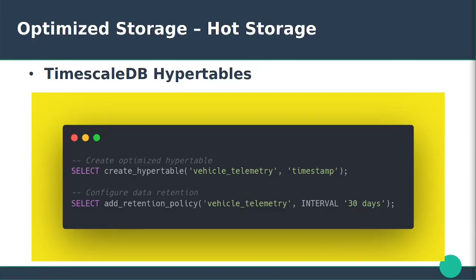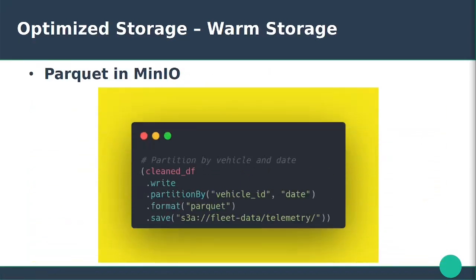The next storage is the warm storage. Now, the data retention for the warm storage is typically longer than the hot storage and shorter than the cold storage. This is for less frequently accessed data, which we're storing as a Parquet file in MinIO. So think of it as your Parquet file in like your S3 bucket.